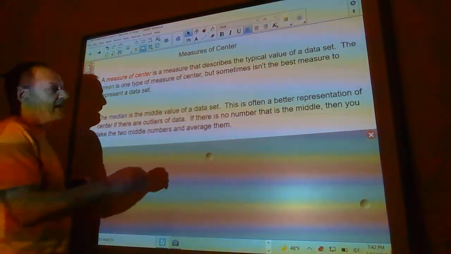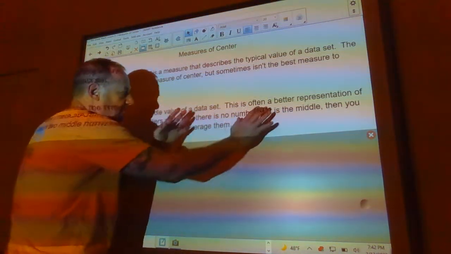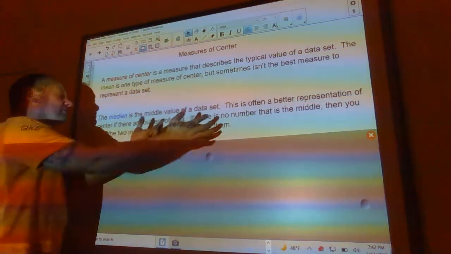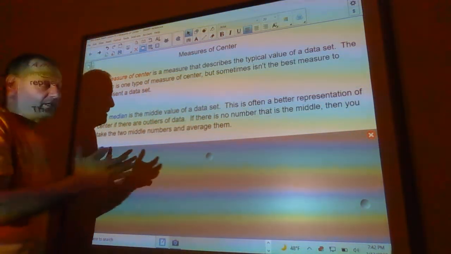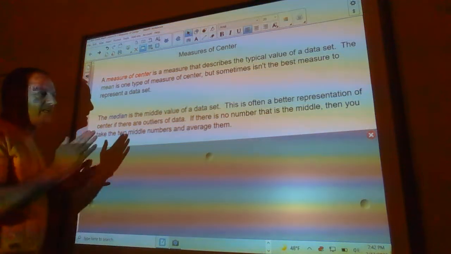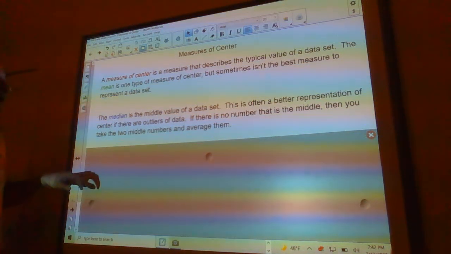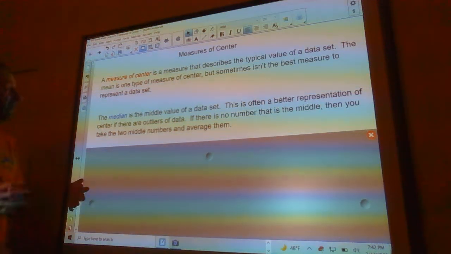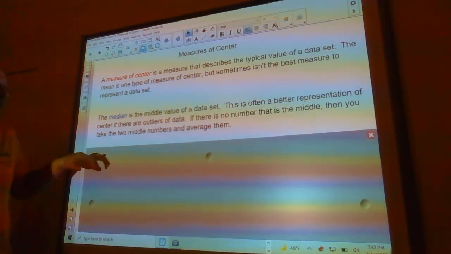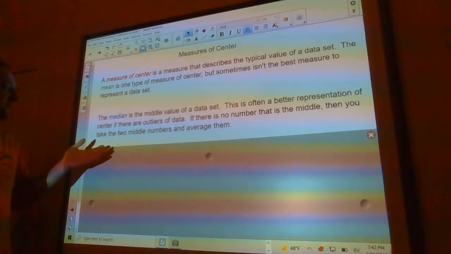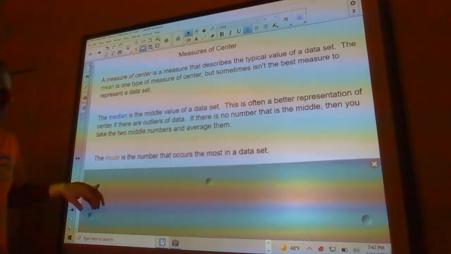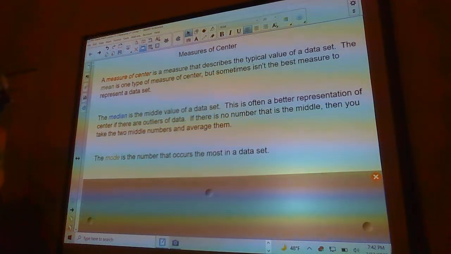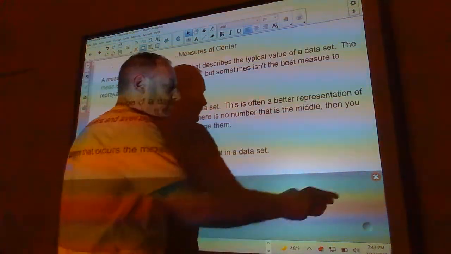If I have an outlier out here, it'll stretch your data one direction. If I have an outlier over here, it'll stretch it this direction, the mean. It'll stretch it this direction, but the median usually stays pretty close to the center. So oftentimes it's a better thing to use than the mean. If there is no number in the middle, then you take the two middle numbers and you average them. And then you've got the mode. The mode is the number that occurs the most in a data set.